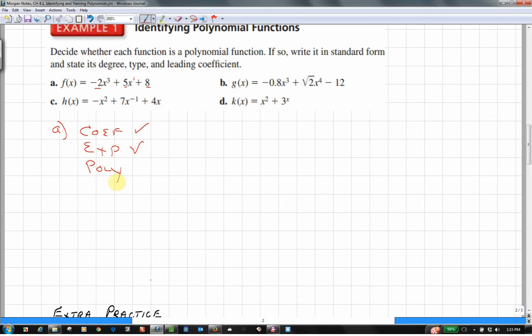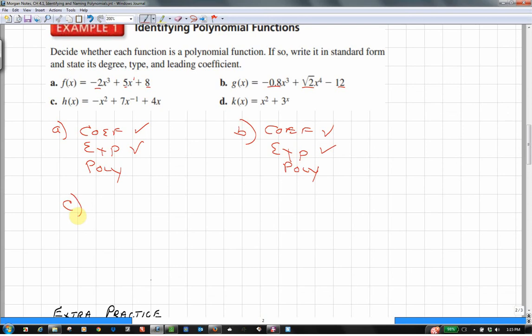Let's look at B. Okay, so for B, let's look at the coefficients. I've got a negative 0.8. That's not an imaginary number. I have a square root of 2. That's not imaginary, and 12. So my coefficients are all good. Let's look at the exponents. Now remember, they have to be like 0, 1, 2, 3, or 4. That's a 3. That's a 4. They're all good. So the exponents check. This is a polynomial.